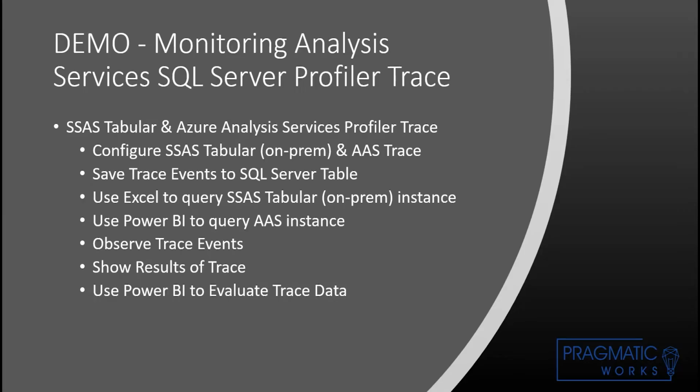In the upcoming demo, we're going to take a look at using Analysis Services Tabular and Azure Analysis Services Profiler Traces. We'll configure traces for SSAS Tabular, which is on-prem, and we also will do an Azure Analysis Services trace. We'll save these trace events to a SQL Server table. We're using Excel to query the SSAS Tabular on-prem instance to generate the trace events. We also use Power BI to query the Azure Analysis Services instance. We observe the trace events, show those trace events, and we also use Power BI to evaluate the trace data that we collected.